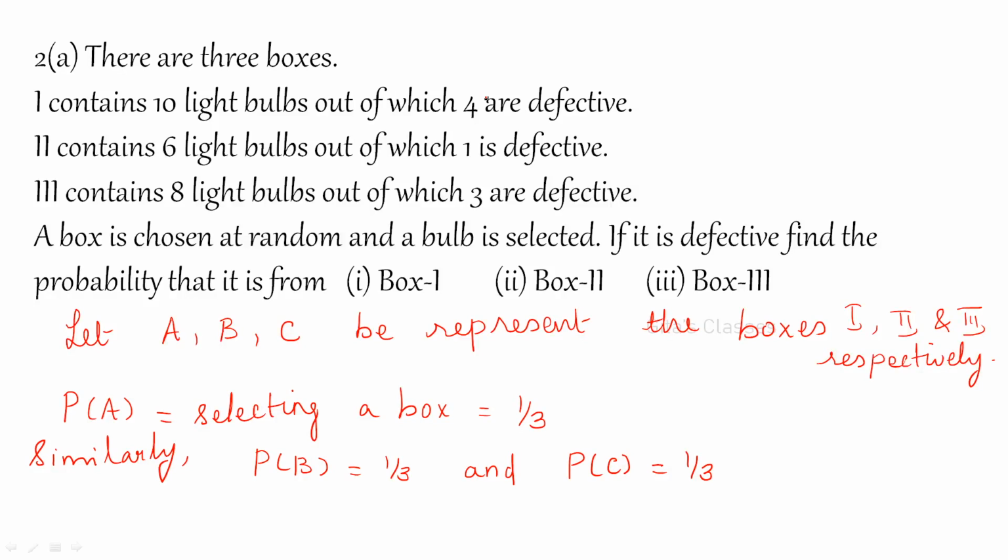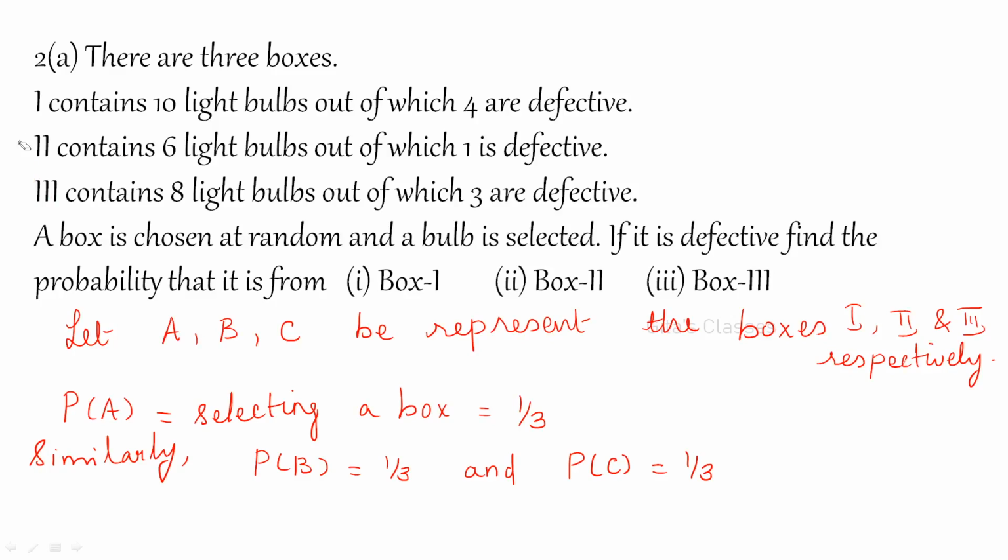Now 2a: there are 3 boxes and a box is chosen at random. You keep these 3 aside. Now your box is chosen at random. What is the probability that a box is chosen? It is not given, but it is equal, so you can assume 1 by 3, 1 by 3 and 1 by 3. The probability of selecting the first box is 1 by 3, the second box is also 1 by 3, and the third box is also 1 by 3.